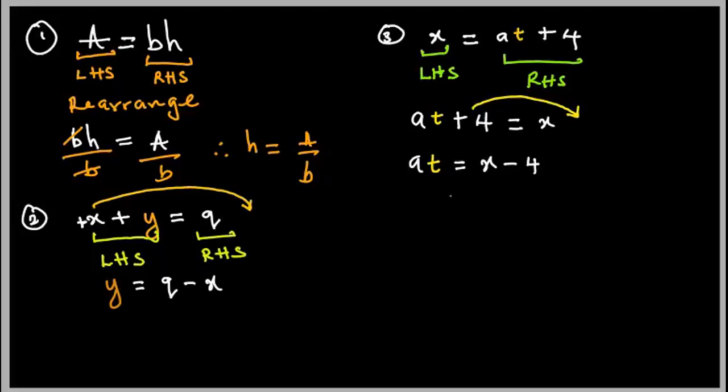Now, the next step is, how can we get T? For T, A must go away. And how can A go away? By dividing both sides by A, so that A will cancel out A, and I will have T left. My T becomes equal to X minus 4 all over A, and this is our answer.